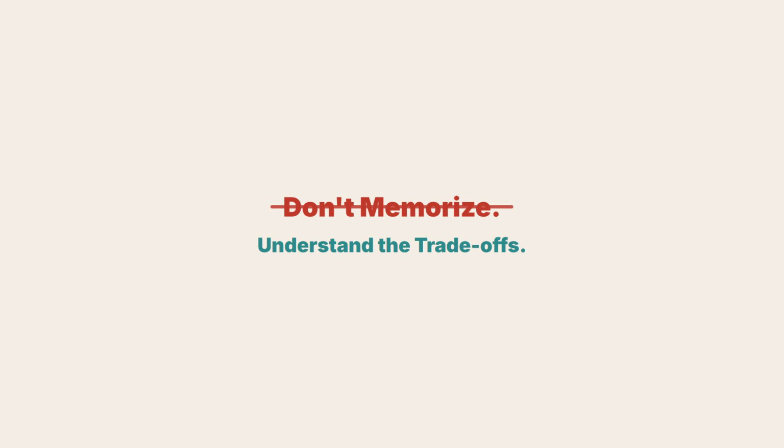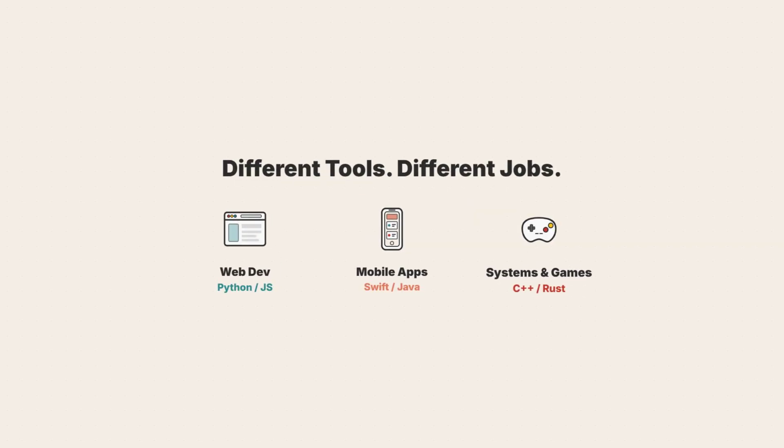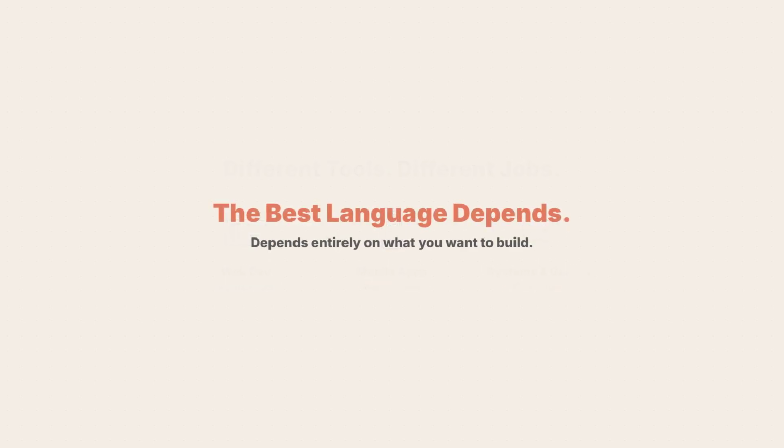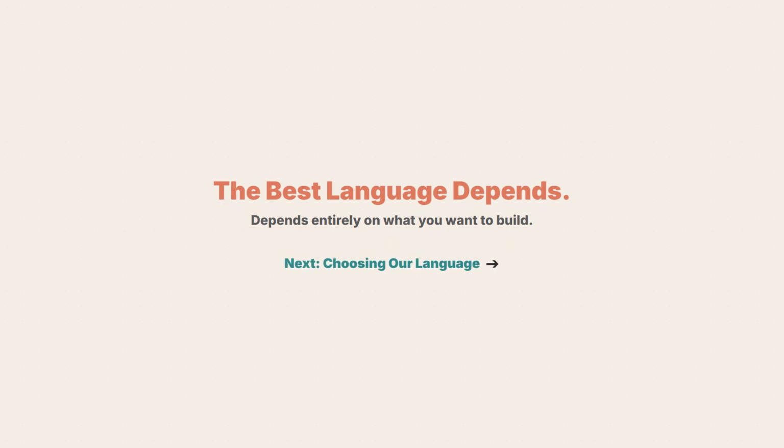And that's why there isn't one best programming language. Different tools, different jobs, different trade-offs. The best language always depends on what you're trying to build. So now you know how programming languages are organized. Next, we're finally going to choose a language to build with. Let's go.